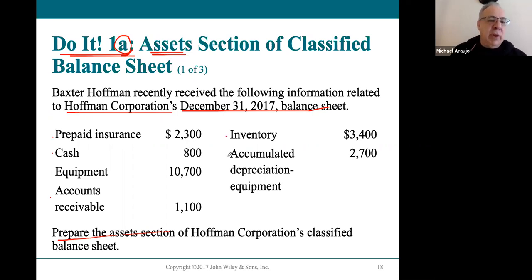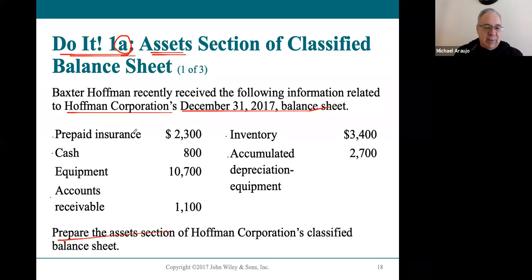Then you have to put them in the right order, right? So the right order, cash would be first, receivables second, inventory third, prepaid insurance fourth. How do you know that? You're looking at a balance sheet. You're looking at the classified balance sheet. They're telling you the order. You don't have to guess. It's right there in front of you, right?